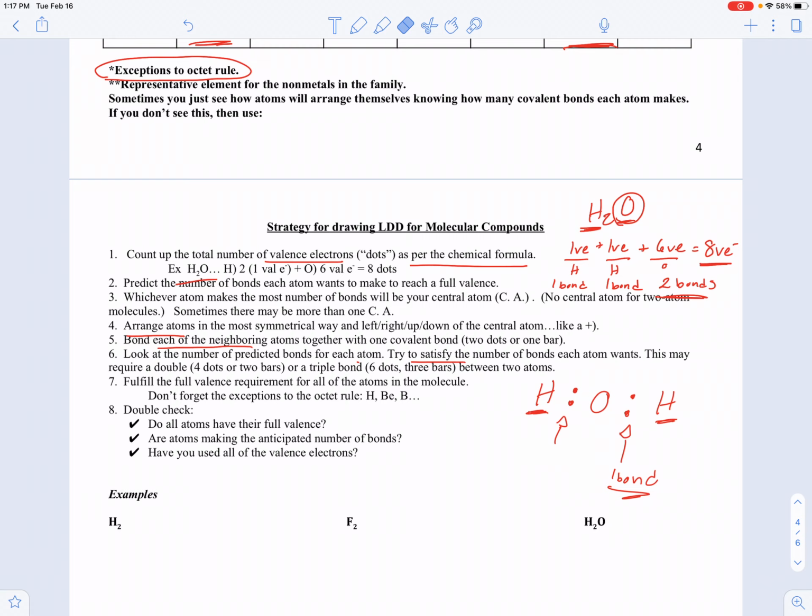But I'm not quite done yet, because the whole point of bonding is that everybody gets to a full valence shell. So right now this hydrogen's happy, because remember it's happy at 2 valence electrons because it was an exception.